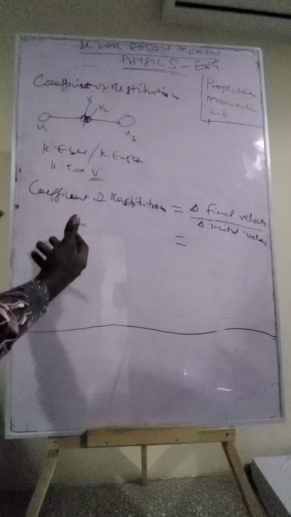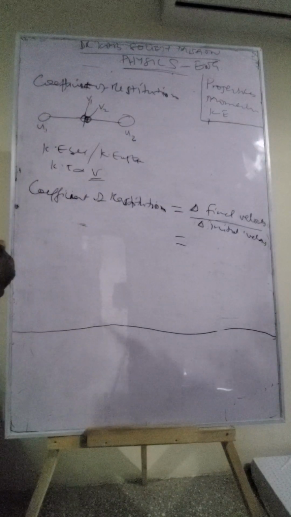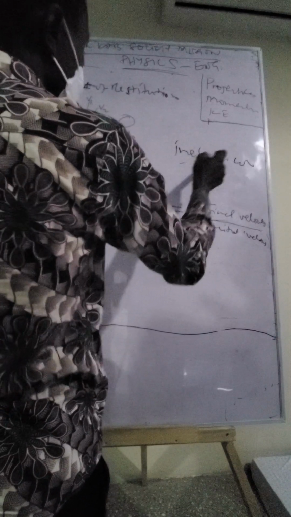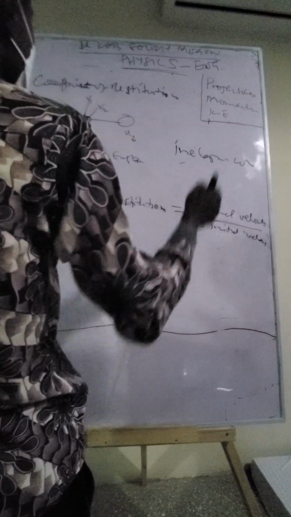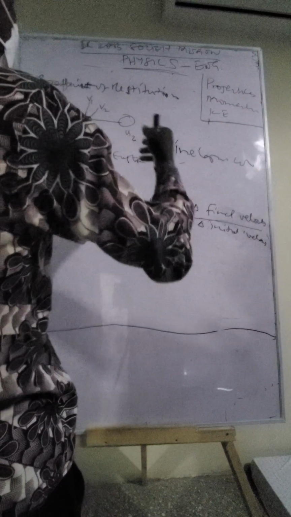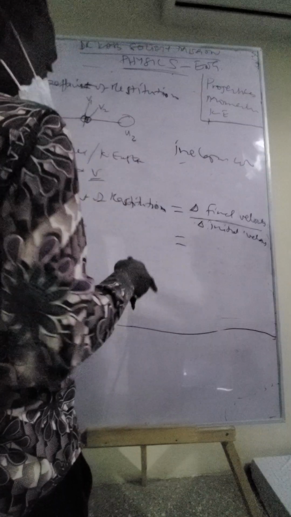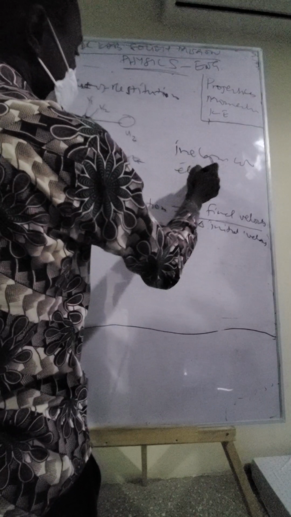A perfect inelastic collision will mean the final velocity they are moving with is almost zero, and therefore the coefficient of restitution is zero. We come to that. Then a perfect elastic collision is when they either exchange velocities, or they move with the same velocities as they were coming with. That would be a perfect elastic collision. Okay, so let's see it by formula.